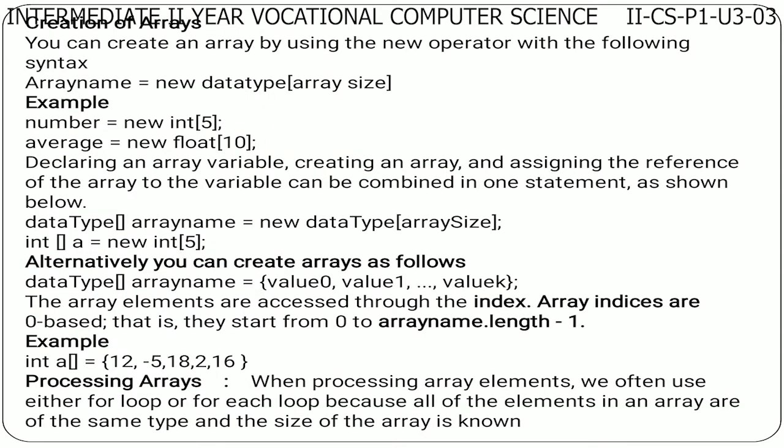Next, coming to creation of arrays. You can create an array by using a new operator with the following syntax: array name equals to new data type within brackets array size. For example, number equals to new int within brackets 5 semicolon, average equals to new float within brackets 10 semicolon. So in this way we can create arrays.